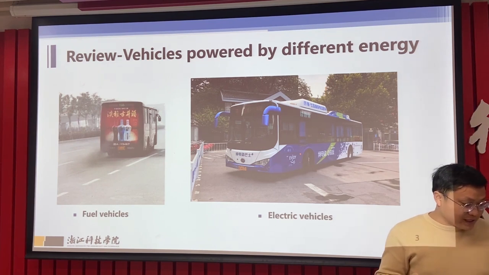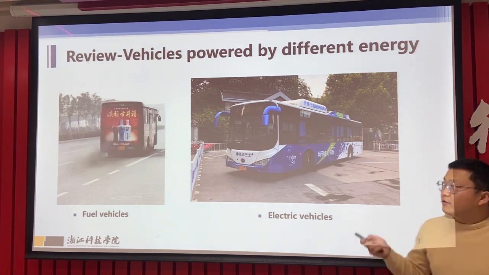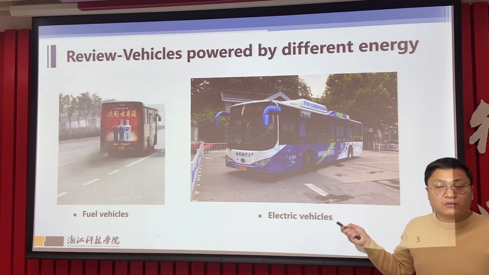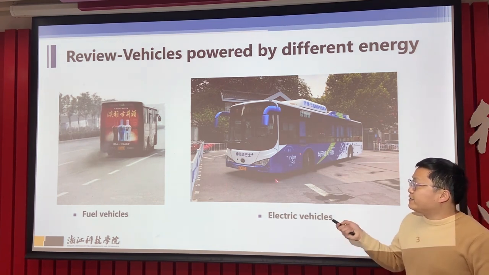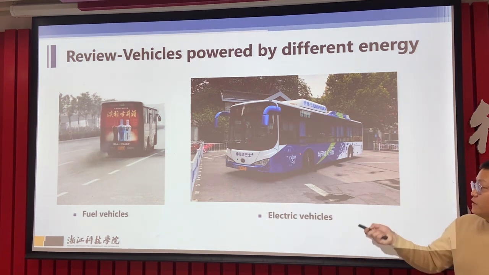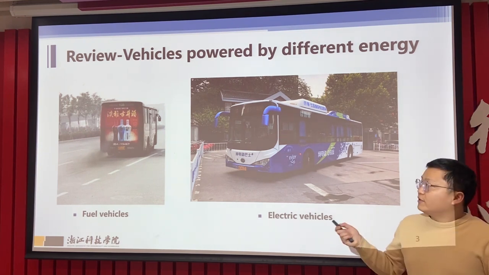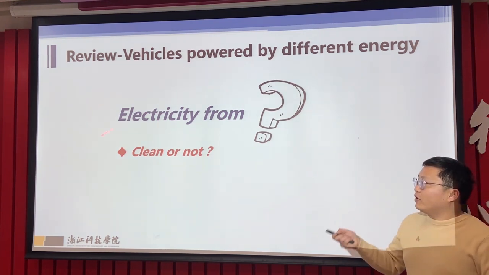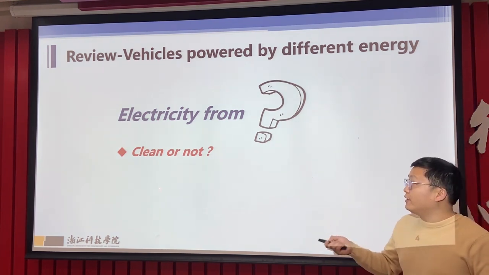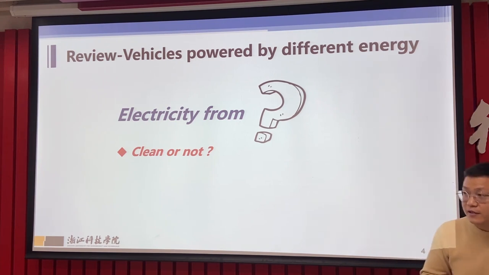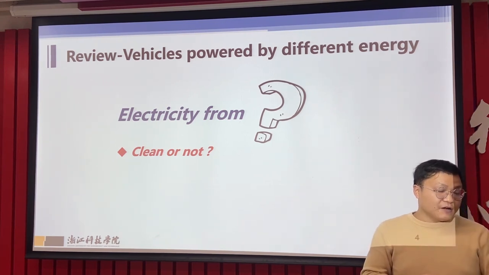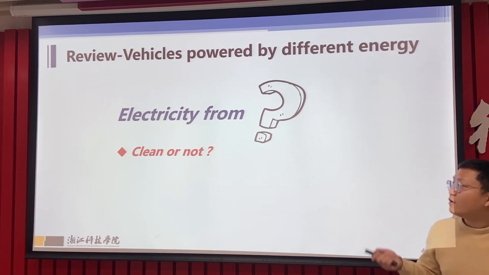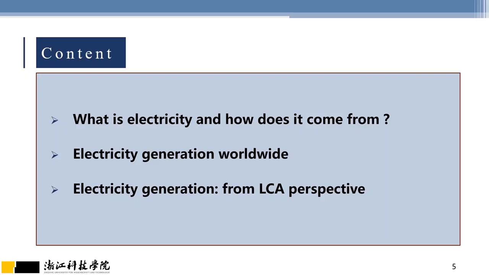And we concluded that electricity is one of the most important factors affecting the environmental performance of the vehicles. Where the electricity is from, and also whether the electricity is clean or not, is a very, very important factor that affects the environmental behavior. So we are going to talk about electricity generation from a life cycle perspective today.